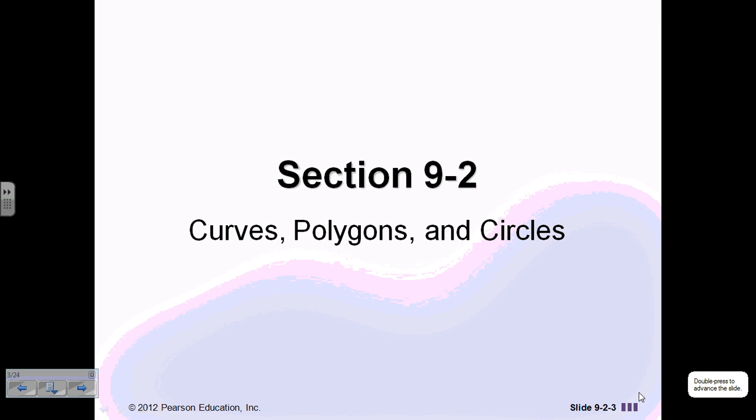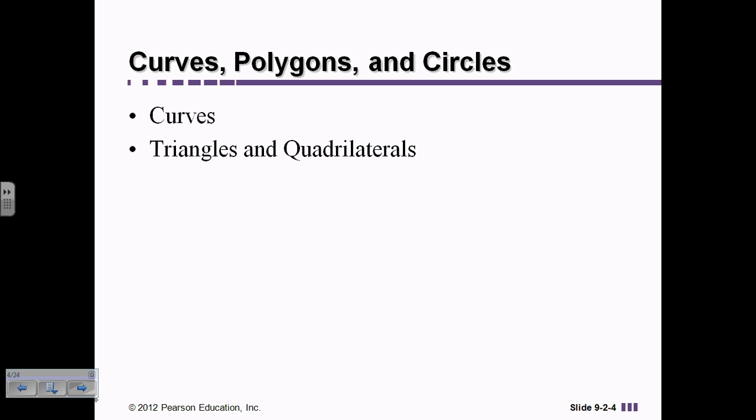Alright, today we're going to be talking about curves and polygons and circles, and we're going to be looking at some definitions of those, and we're going to be looking at some properties of triangles. So we're going to be looking at triangles and quadrilaterals also, and curves and circles.